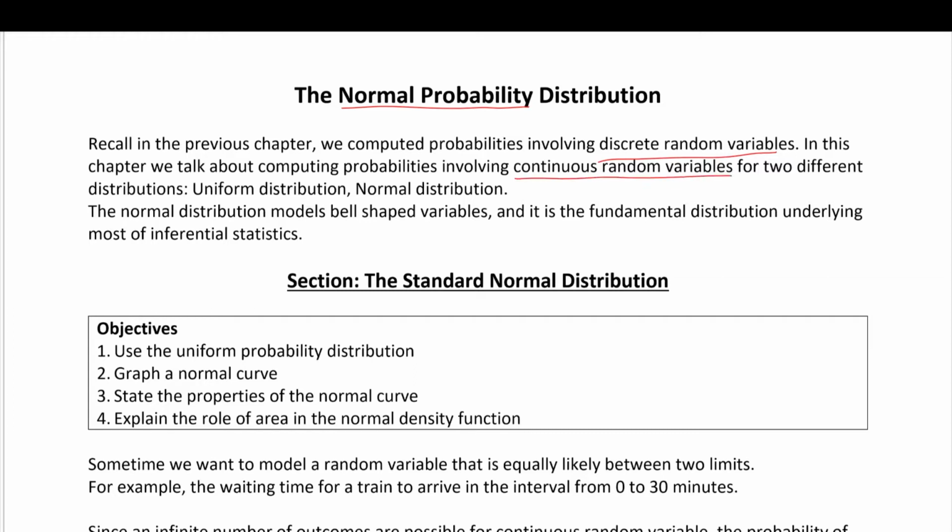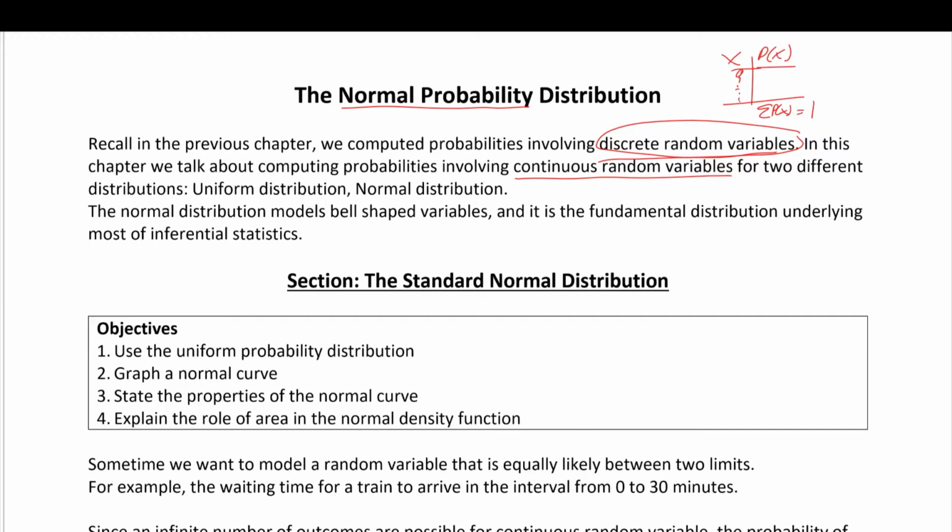Now, the main distinction here is that discrete random variables are countable values. Continuous random variables are not countable. There's actually an infinite amount of outcomes. So what we were able to do in the discrete probability case was create tables. And we know that the sum of all the probabilities of every value, like 0, 1, 2, dot, dot, dot, would always add up to be 1.